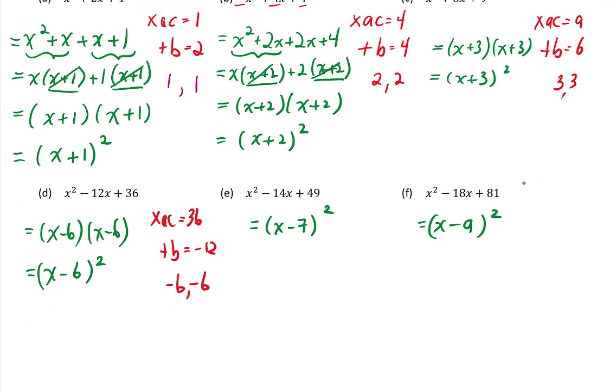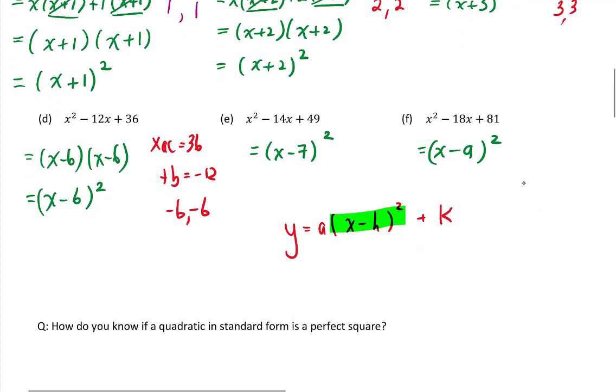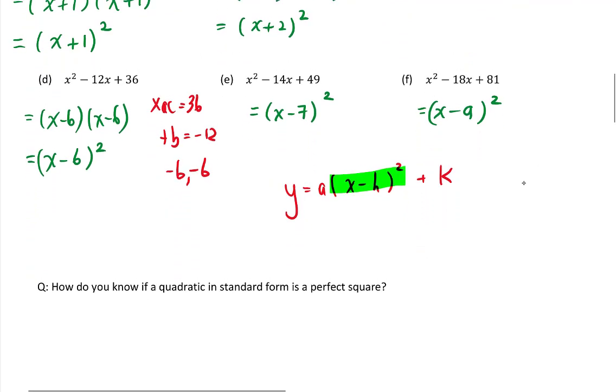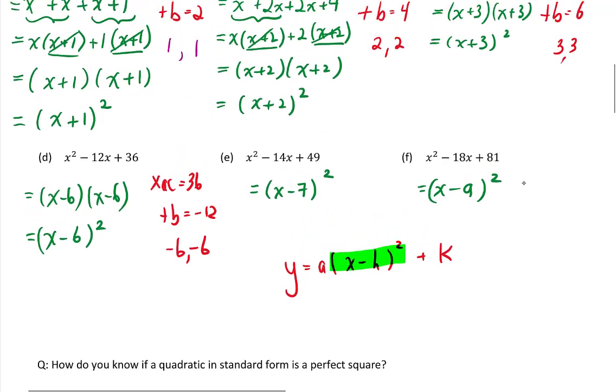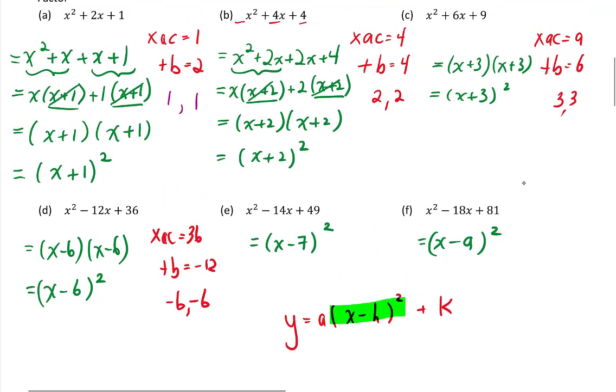Why are they important? Well, if you look at vertex form, we see we have a perfect square inside of vertex form. How do you know if a quadratic in standard form is a perfect square? So looking at those 6 we have above, there is a pattern in all of them that would let us know they are perfect squares.